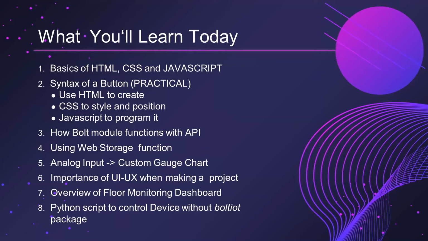After the basics, we'll practically build a few web pages. I'll send the script to you, but you will know what's really happening in them and how the functions work. Meanwhile, I will also explain how the Bolt module functions with the API calls. We will not use anything from the training course. I will tell you everything from scratch, how those functions work, so that you can build your own functions later on. We'll talk about how to use web storage temporarily to store your information.